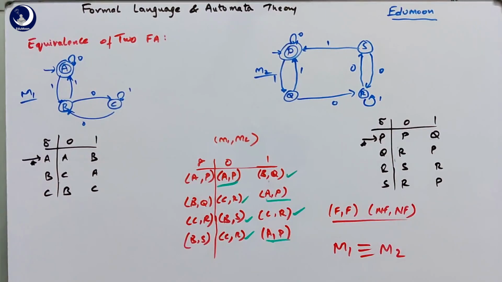And the process we continue here with the given table is until we get a pair that is generating a final and non-final state. If there is a pair that is generating a final and non-final state, we can stop the process and conclude that both are not equivalent. But if all the pairs that are generated from the table are either both final or both non-final, then we can conclude that the first machine is equivalent to the second machine.